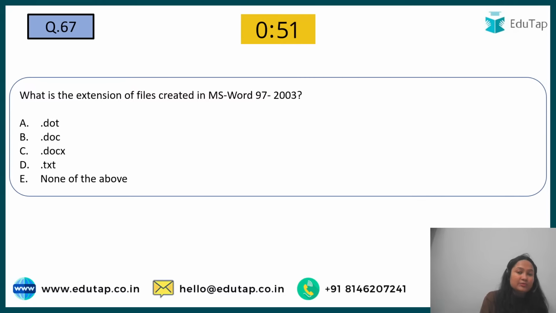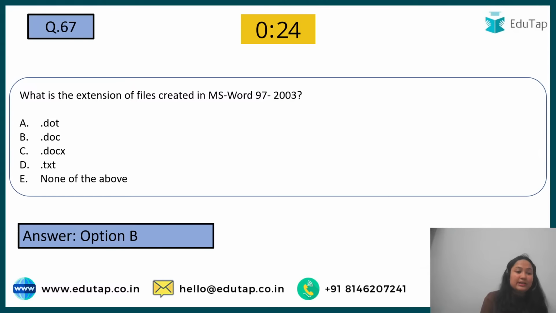1997 to 2003? So in the earlier version you used to have what? Look, out of all the extensions that are given, it should be clear to you that .dot and .txt, these two are not MS Word extensions. MS Word has two extensions, .doc and .docx. Here you will have to tell which was the earlier version. I am getting option number B as the answer. That is absolutely correct. Option B is the answer. .doc. After that, in the current Windows we have .docx.